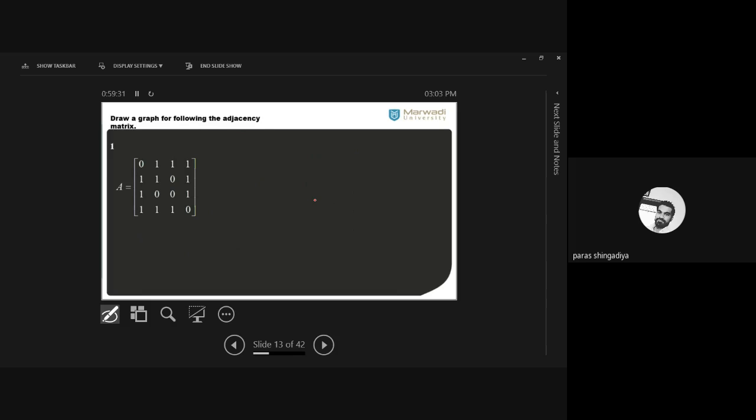So now in this case, what is the question here? Draw the graph. Derive the graph from the given adjacency matrix. First, it should be an adjacency matrix. If it is not an adjacency matrix, then we cannot create a graph.